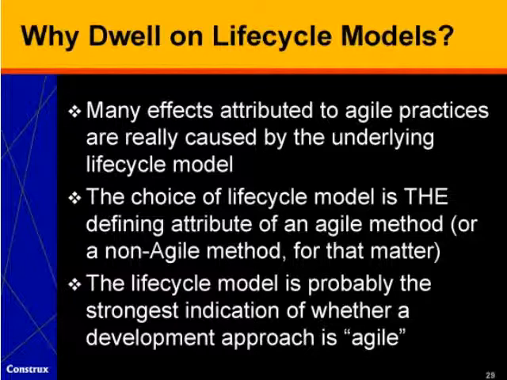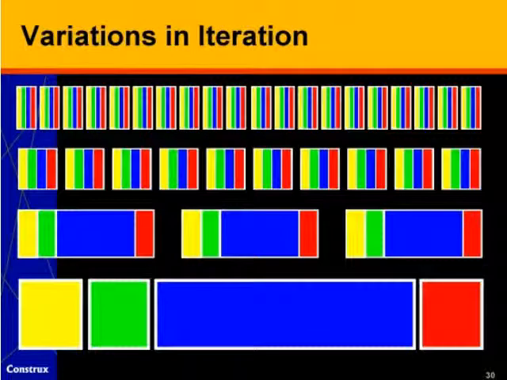And so my conclusion is that the choice of lifecycle model really is the defining attribute of an Agile method or any other method for that matter. And we find furthermore that the lifecycle model you choose is probably the biggest determinant in whether people will say that you're using an Agile development approach or not. I also want to make sure that I make it clear that we can have virtually any variation on this theme of how many iterations we have and how much of the requirements, design, and development work we put within each iteration.